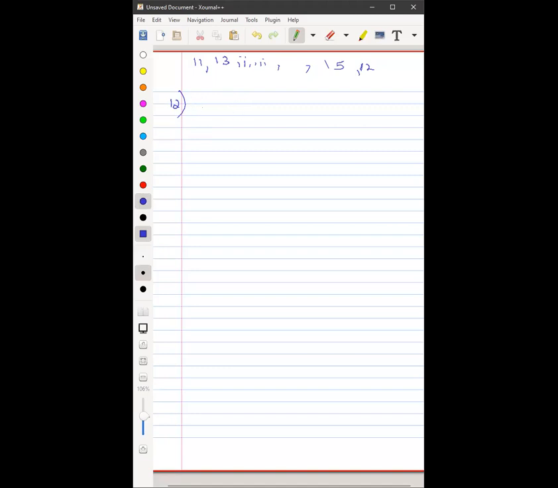a squared minus 3a plus 1 is equal to 0, and a is not equal to 0. Ananya, we did this kind of question earlier. Tell me, what do we do? So we have a squared minus 3a plus 1 is equal to 0. What do I do here?